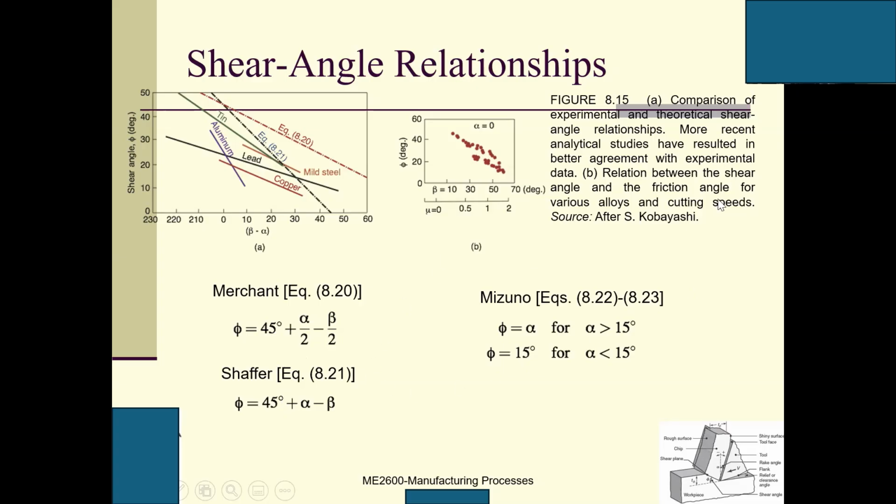estimation. So here, B is the relationship between the shear angle and the friction angle for various alloys and cutting speed. So phi equals alpha if alpha is greater than 15, and phi equals 15 if alpha is less than 15. It's not accurate, but if we have a new material, we can at least use one of these equations to get some estimation, right?